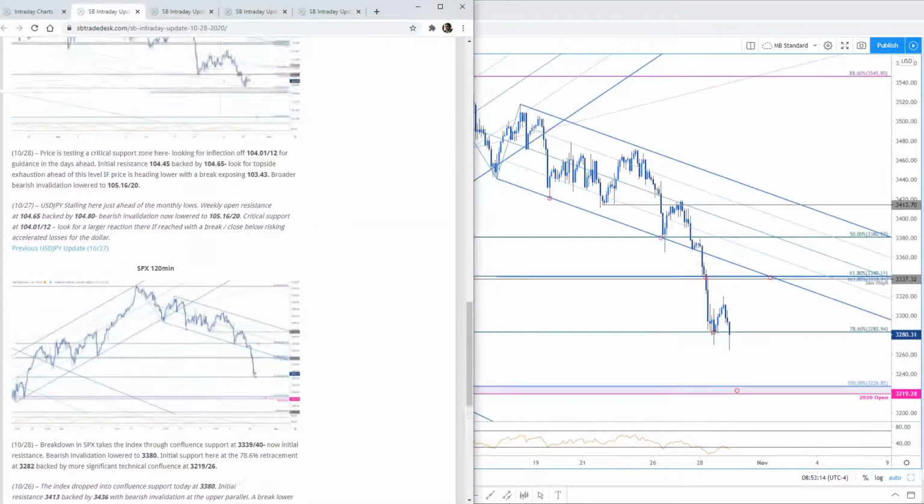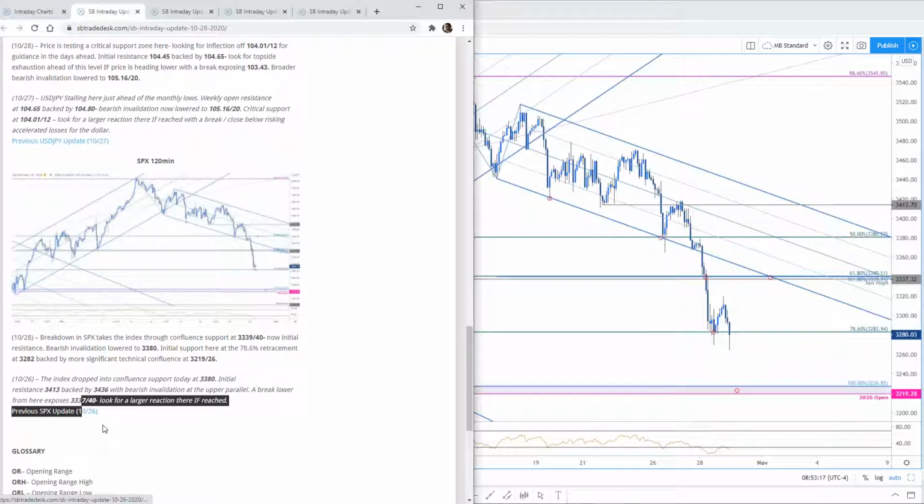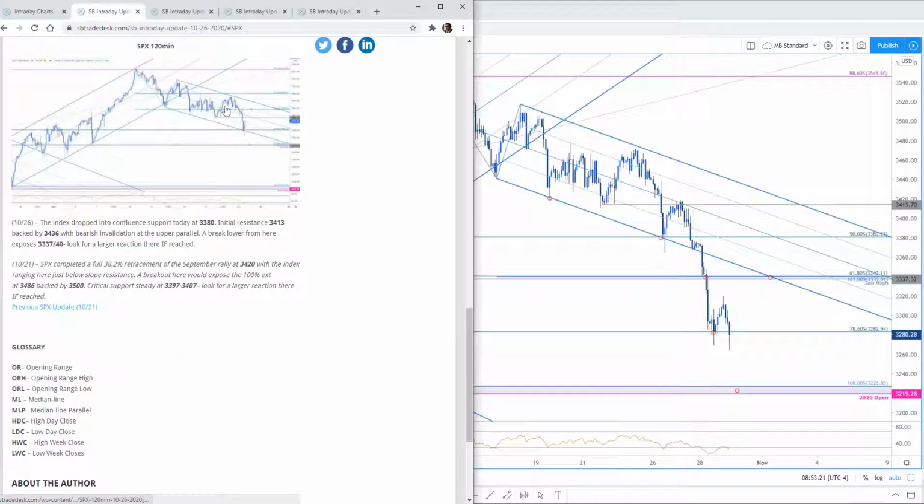So the levels that we talked about in the SPX, guys, again, you can always follow through with the previous update. Here's where we were on SPX on the 26th. We were in this channel. We noted this major key support bounce, and we said, look, resistance at 34.13. You had bearish inval just higher on that fib, 38.2. We're looking for failure ahead of that, a break lower, and the big region was right here, 33.40.